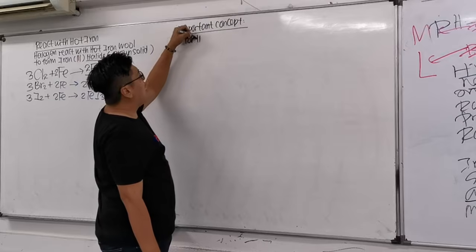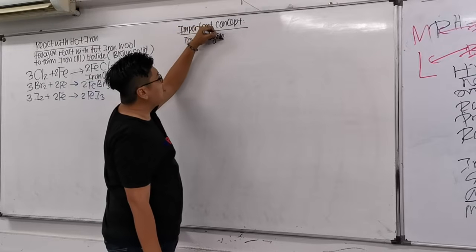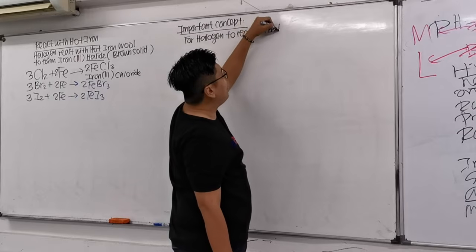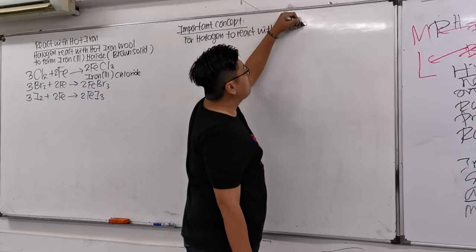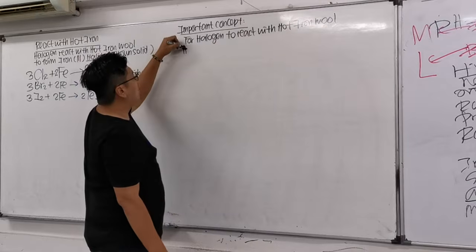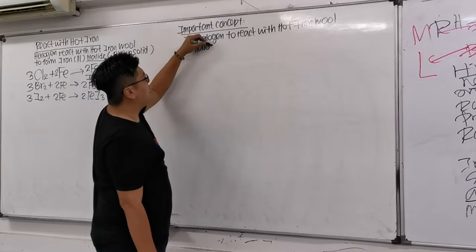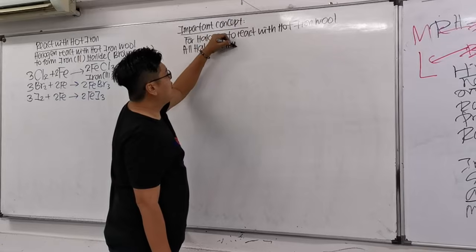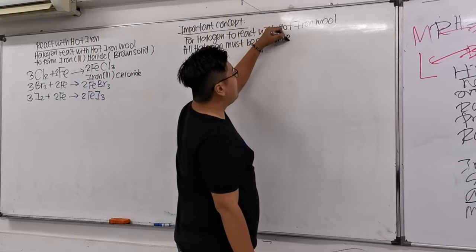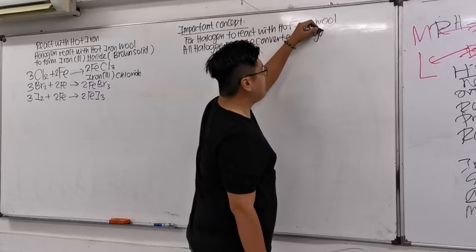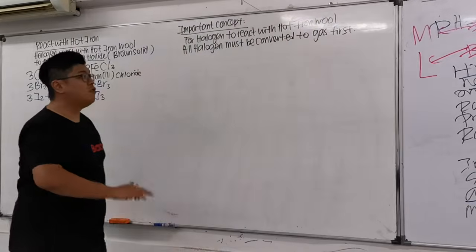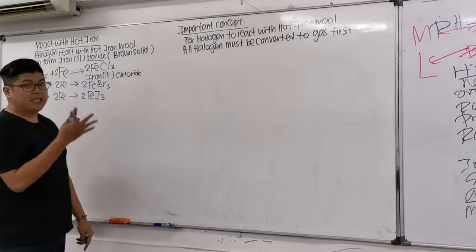For your halogen, for group 17 to react with the hot iron wool, all the halogen, all the group 17 must be converted all the way to gas in the first place. You must become gas. Without gas, you cannot react. This is a special case.